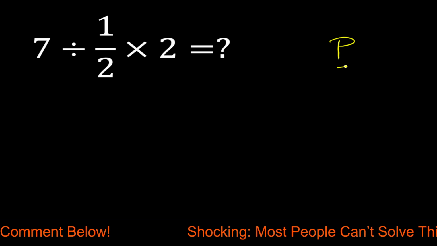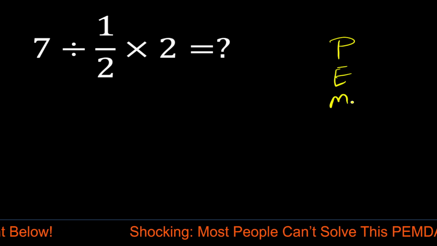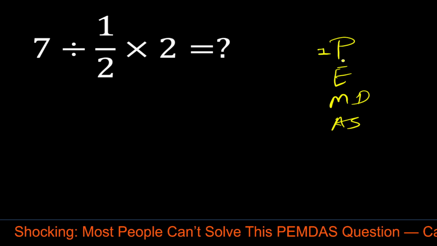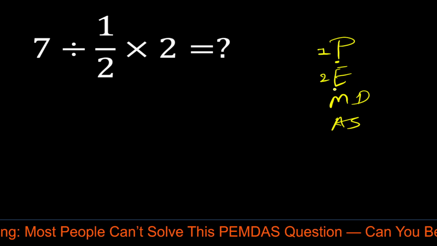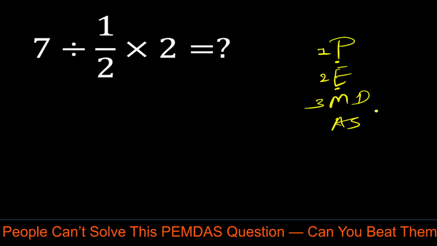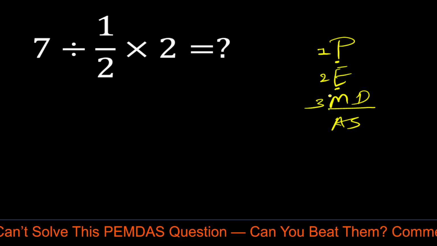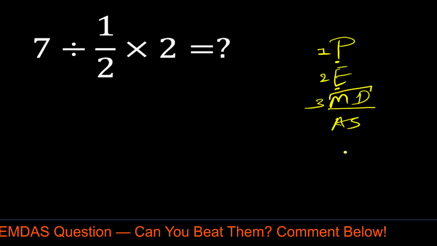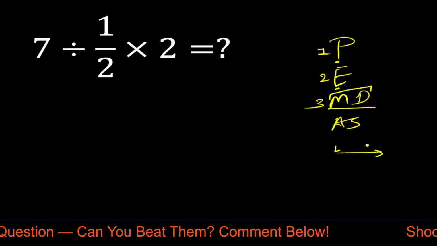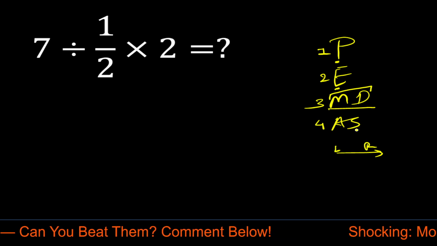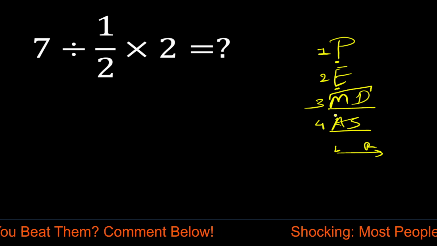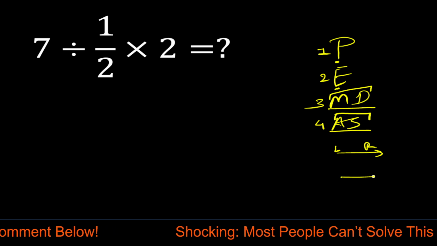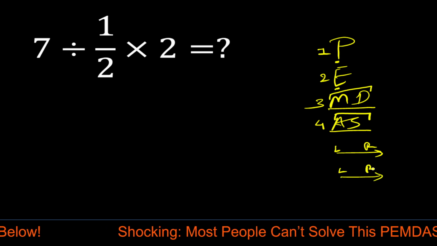So PEMDAS, P-E-M-D-A-S. According to PEMDAS rule, first priority is parentheses, then second priority is exponents, then third priority is multiplication and division. So here multiplication and division both have equal priority. So we have to solve it from left to right. Then fourth and last priority is addition and subtraction. Also addition and subtraction both have equal priority. So we have to solve it from left to right.